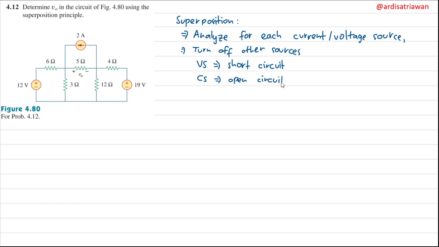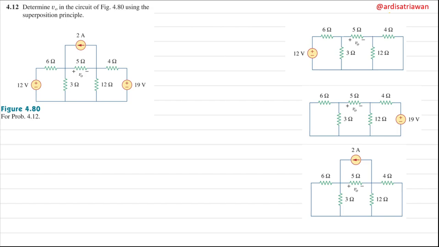So we will have three circuits here. First we will analyze with only this 12 volt voltage source turned on, and then with only this 19 volt voltage source turned on, and then with only this 2 ampere current source. So we will have three different circuits. So here is the circuit. We have three circuits here.